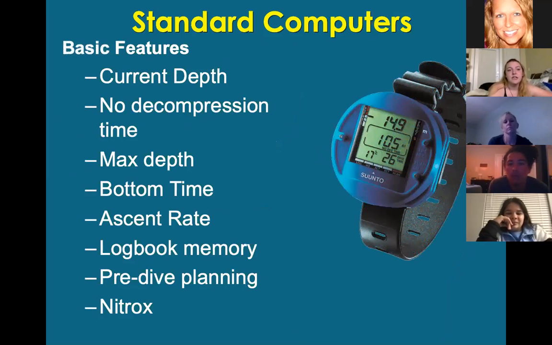So standard computers are going to have basic features. Like I said, current depth, no decompression time, max depth, bottom time. It'll tell you your ascent rate. Mine actually beeps at me if I'm going too fast. They have a logbook memory. Some of them don't, but usually they'll remember your last dive or your last 2 dives. And then it'll help you with pre-dive planning, and it can calculate nitrox, and it'll help you with max depth and bottom time and all that for different mixes of air.